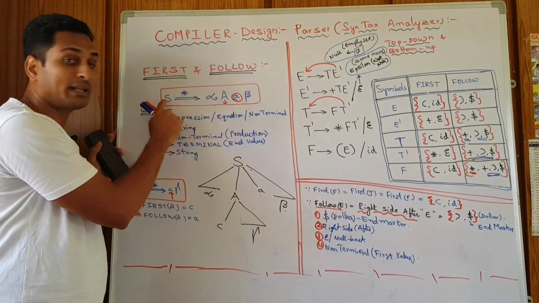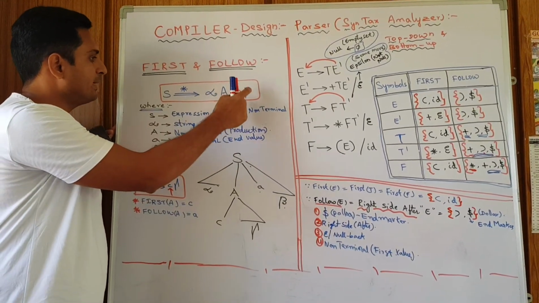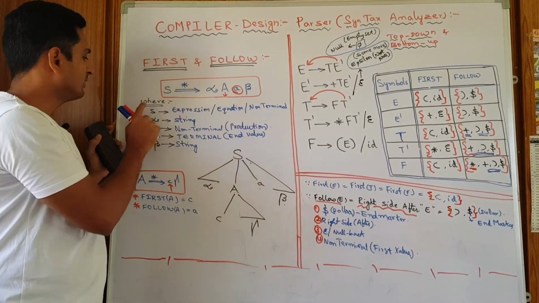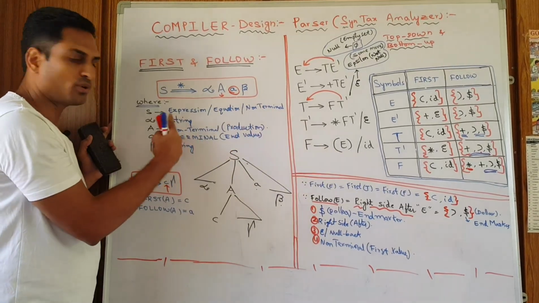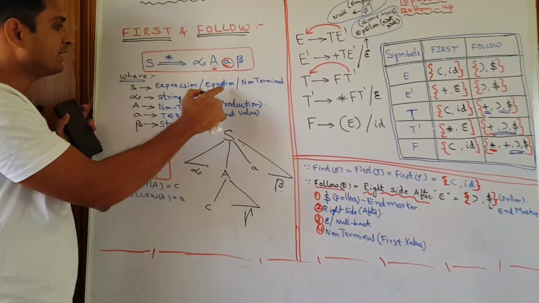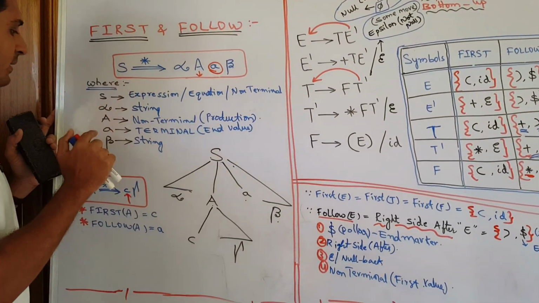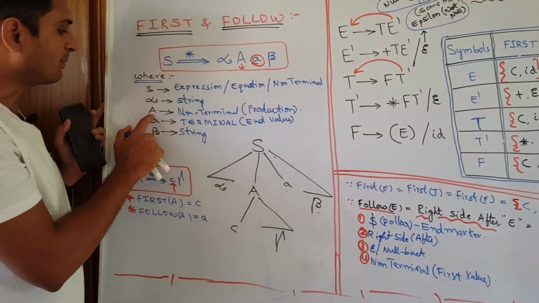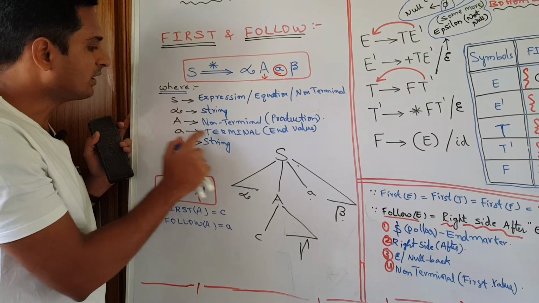S tends to alpha, capital A, small a and beta, with multiplication in between. This is the multiplication symbol. Whereas S is an expression or equation or non-terminal, or some production. Alpha is a string, non-terminal. Capital A is a non-terminal or production. Right? Small a is terminal.